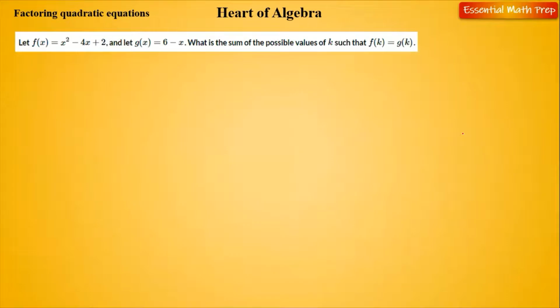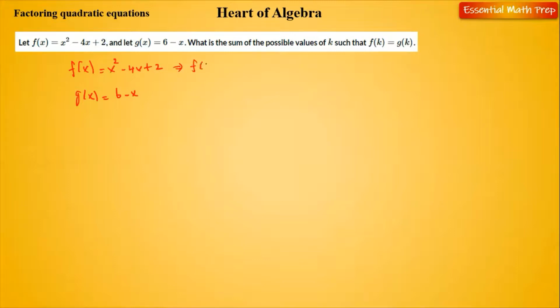Okay, this is again one of my favorite problems because it combines multiple facets. It's not just simply solving for x using the quadratic expression. It's more than that. So we now have f of x equals x squared minus 4x plus 2. We have g of x equals 6 minus x. What is the sum of the possible values of k such that f of k equals g of k? As I've always said, when you say f of k, that means you're replacing the x term with the k term.